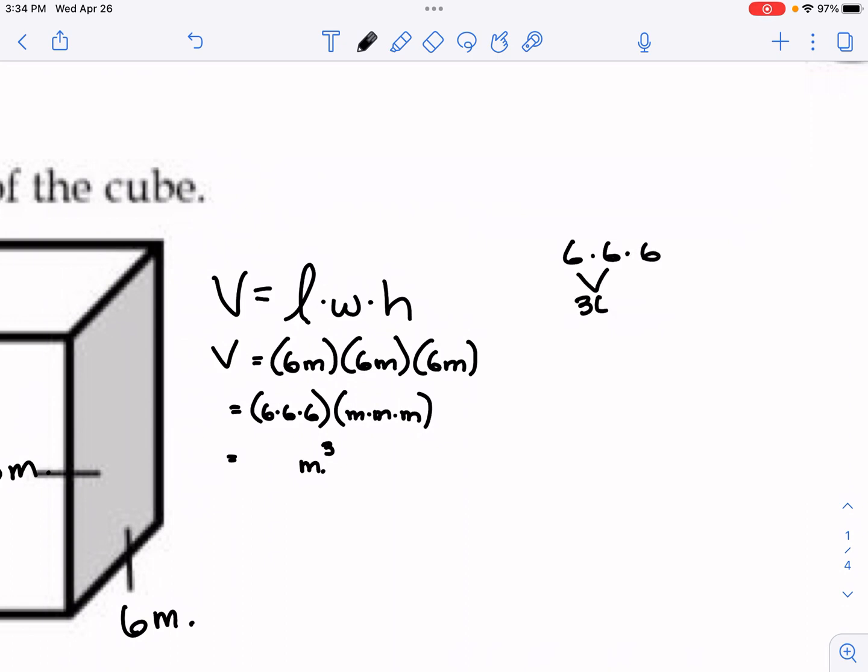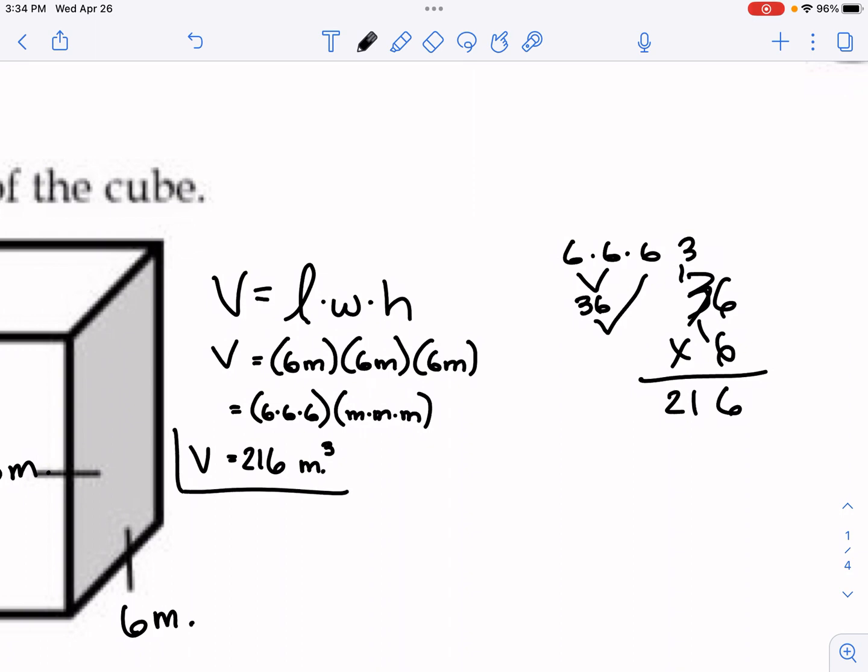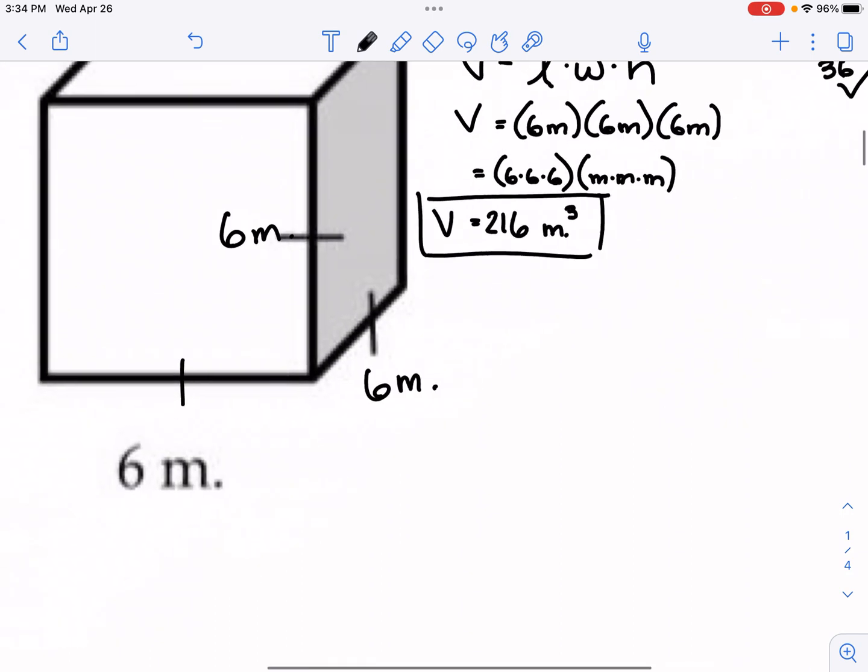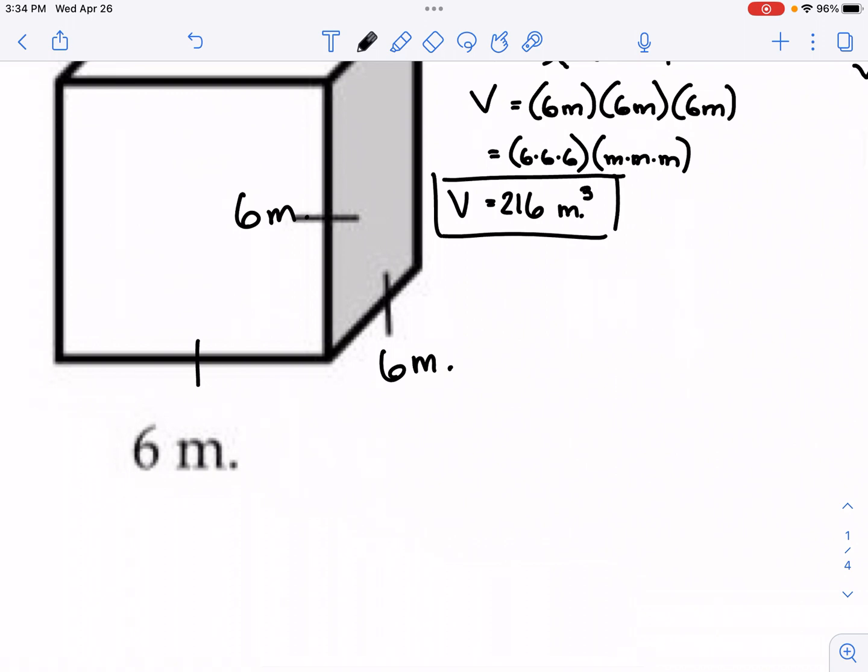So 6 times 6 times 6. 6 times 6 is 36, and to get our final answer, we're going to multiply 36 times 6. I'll put a 36 times 6. 6 times 6 is 36. 6 times 3 is 18. 18 plus 3 is 21. So V equal to 216 cubic meters.